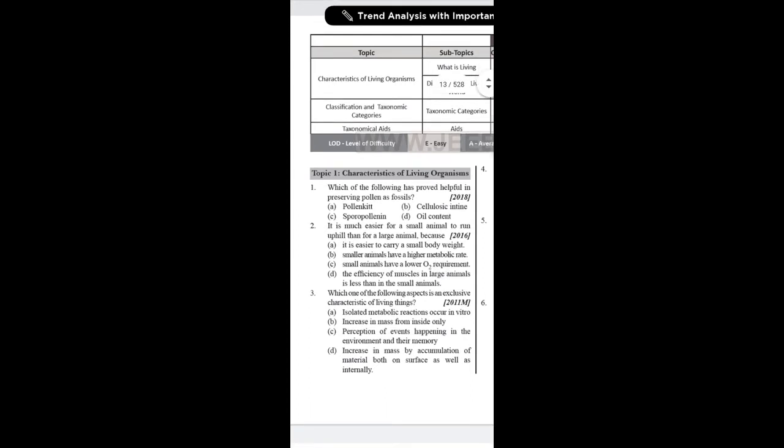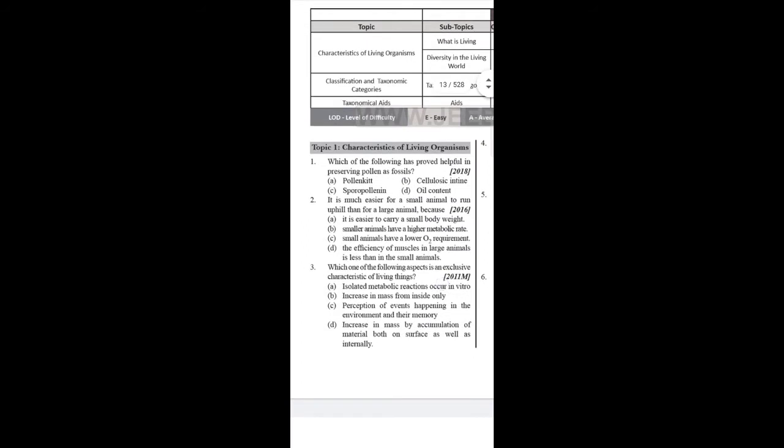It is much easier for a small animal to run uphill than for a large animal because the correct option is option B, because smaller animals have high metabolic rate. Which one of the following aspect is an exclusive characteristic of a living thing? And the correct option is C, perception of event happening in the environment and their memory.